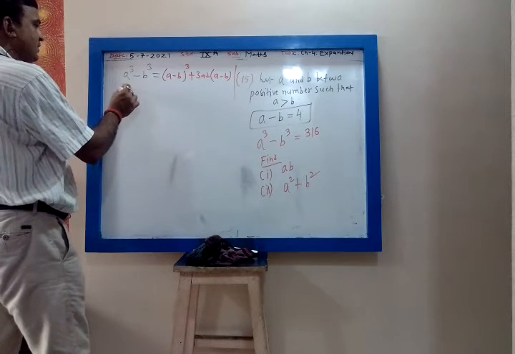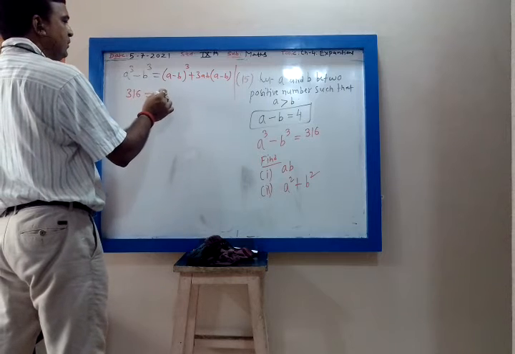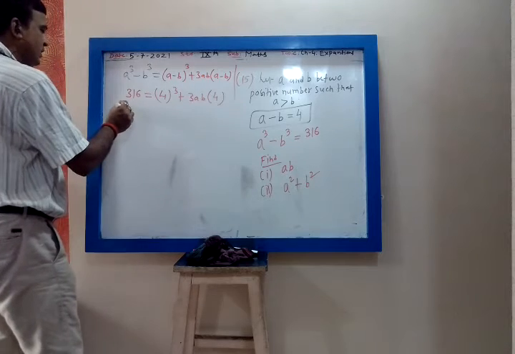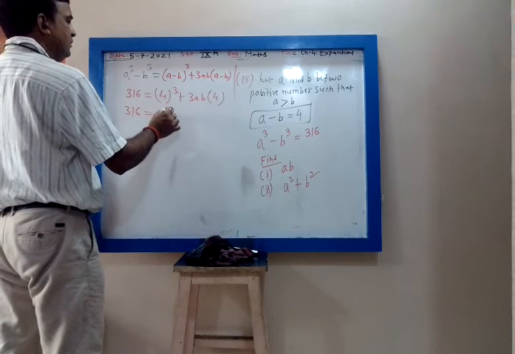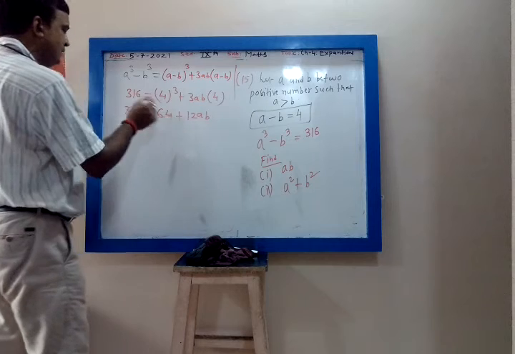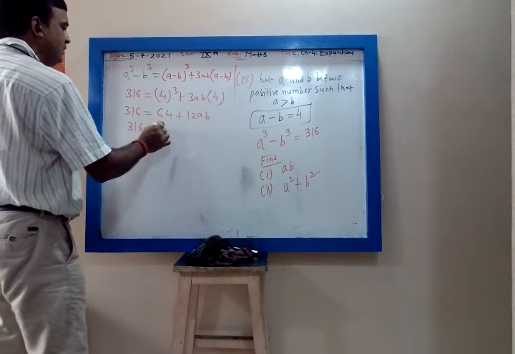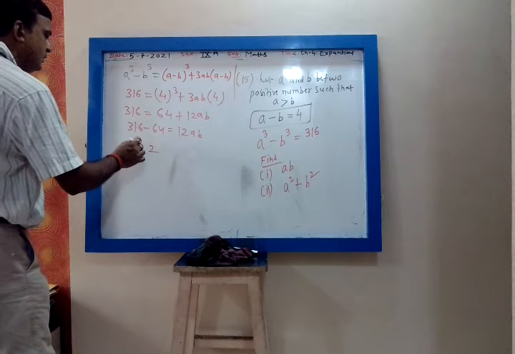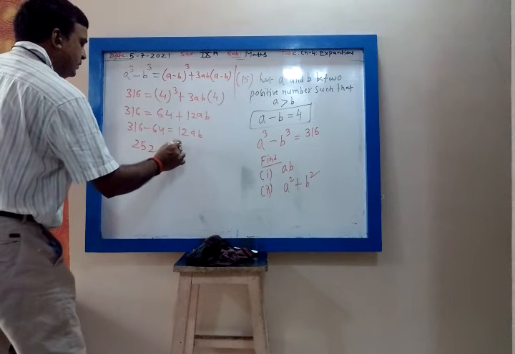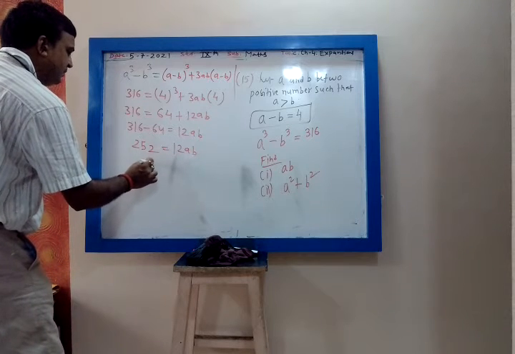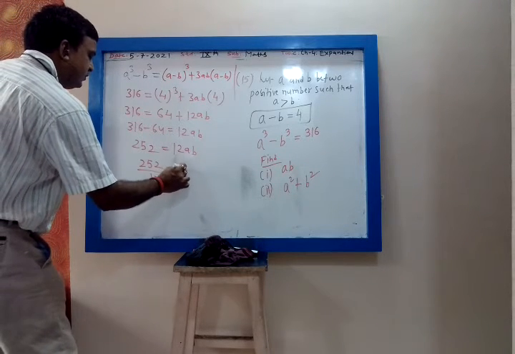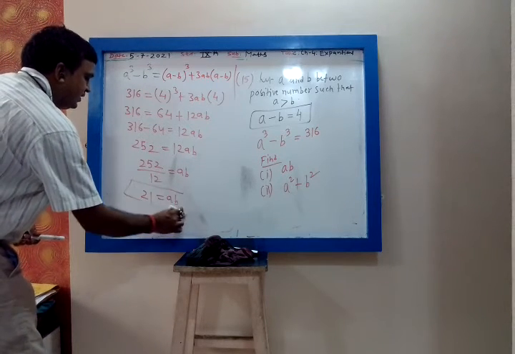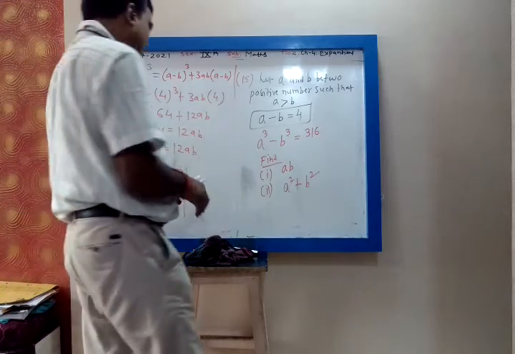A cube minus B cube value is given, 316. A minus B is 4, plus 3AB into A minus B, which is 4. So 316 equals 4 cube, 64, plus 12AB. Take 64 on this side. 316 minus 64 is equal to 12AB. So 316 minus 64 is 252. 252 is equal to 12AB. So 252 divided by 12 is equal to AB. You can cancel: 12 twos are 24. 21 is equal to AB. So their product is 21.